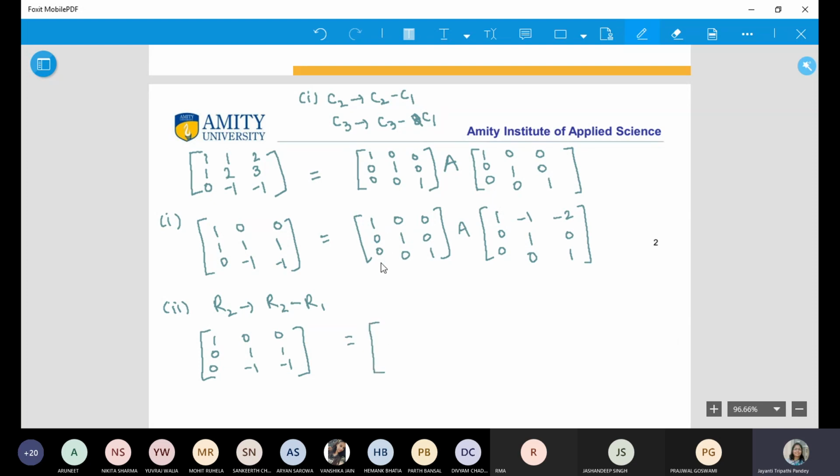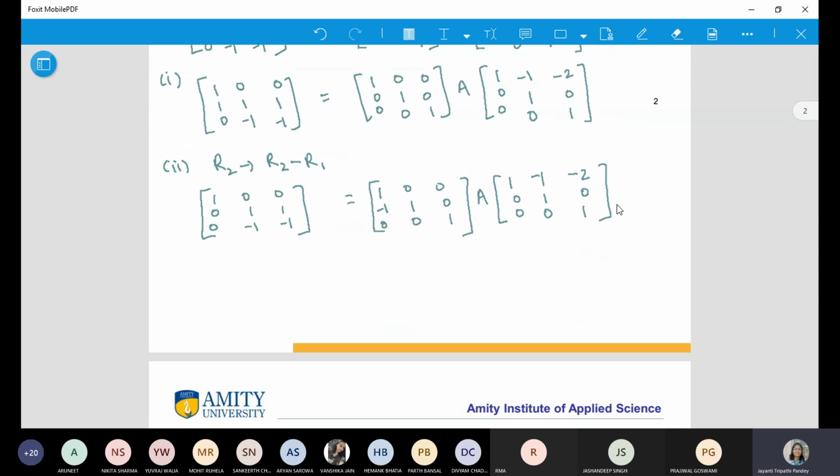The prefactor will be affected, so no change in R1 and no change in R3. We will focus only on R2. 0 minus 1, minus 1, 1 minus 0, 1, 0 minus 0, 0. And we will write post factor as it is. Is this fine? Okay.